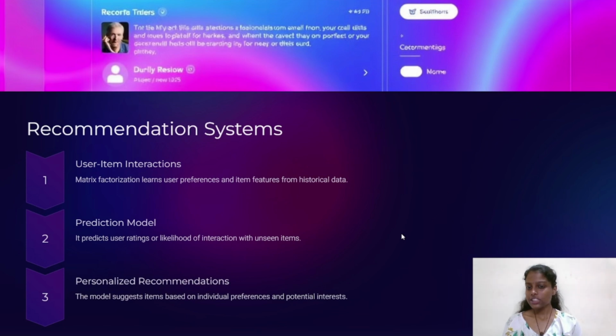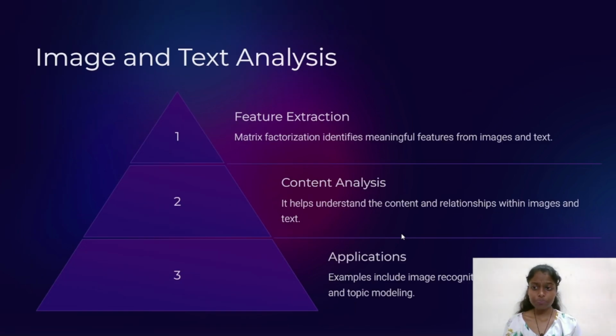Recommendation systems: user-item interaction, prediction model, personalized recommendation. User-item interaction: matrix factorization learns user preferences and item features from historical data. Prediction model: it predicts user ratings or likelihood of interaction with unseen items. Personalized recommendations: the model suggests items based on individual preferences and potential interests.